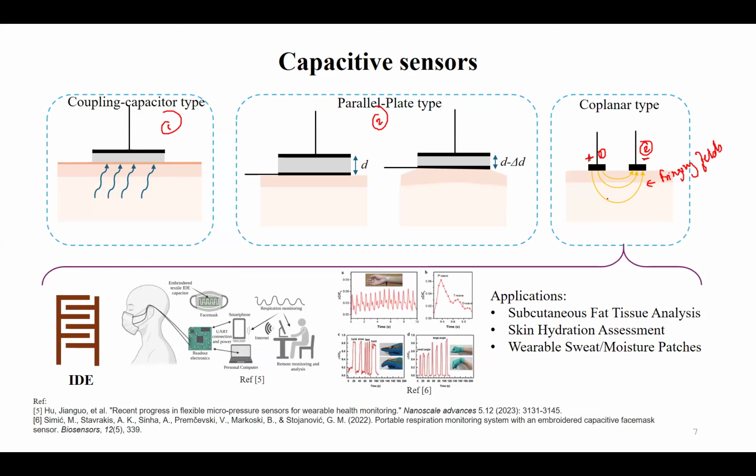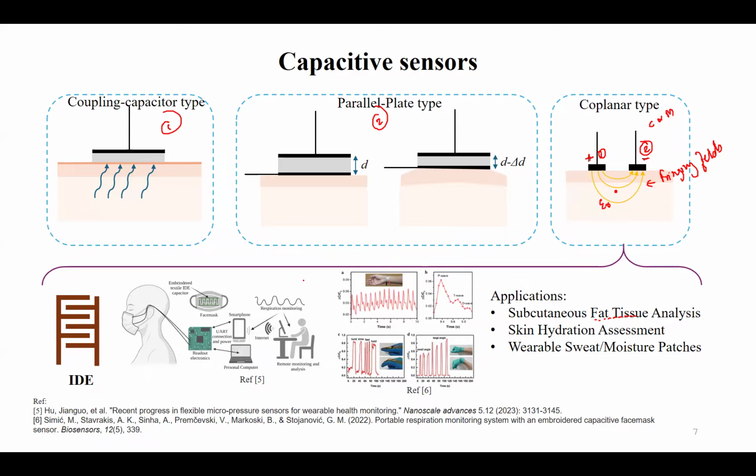Okay. So what happens whenever there is any object or any variation in the epsilon r, there will be a corresponding change in the capacitance, right? So this change in the capacitance is usually used as sensing. Some of the applications are to analyze the concentration of fat tissue beneath the skin, or for detecting skin hydration, or even moisture or sweat content over the body.